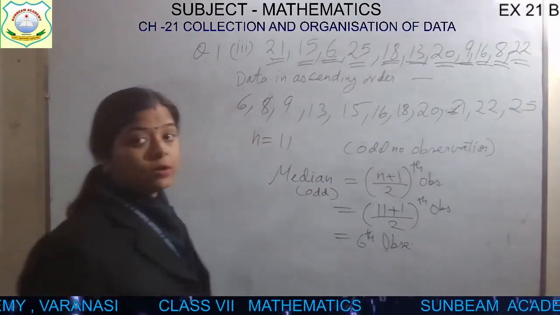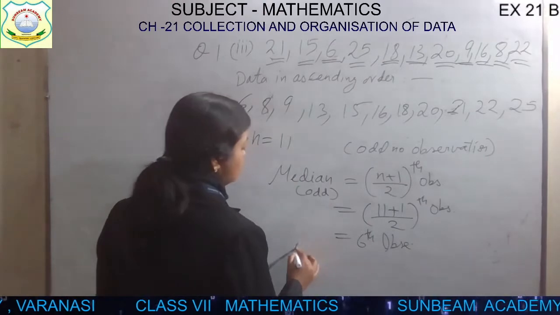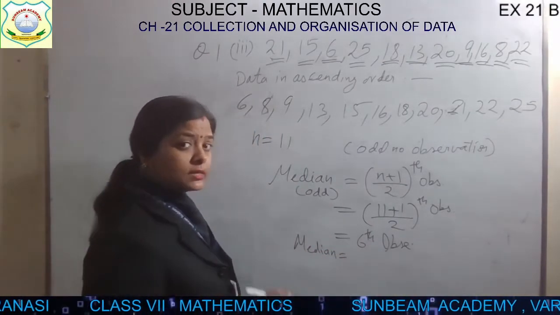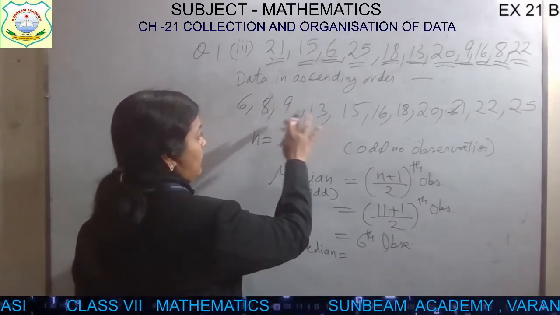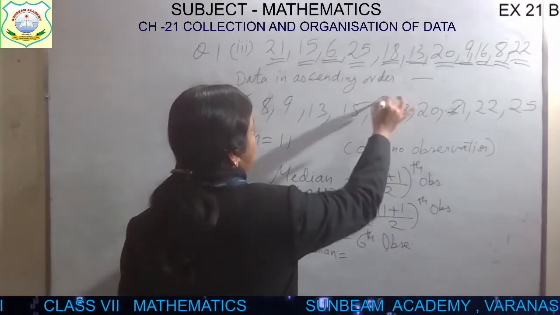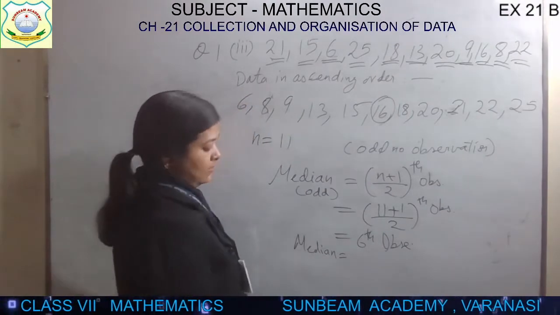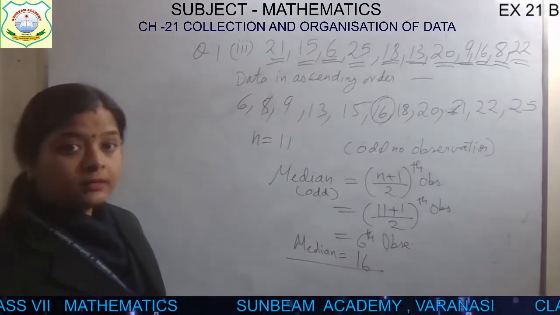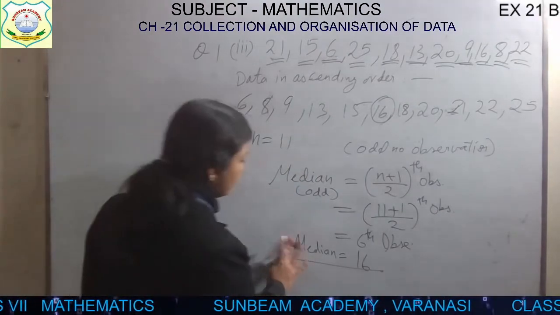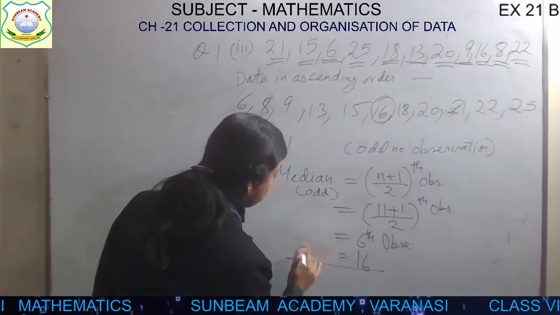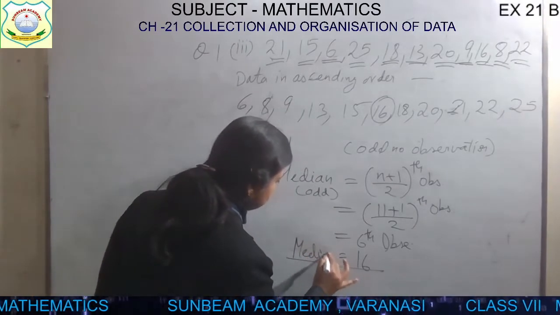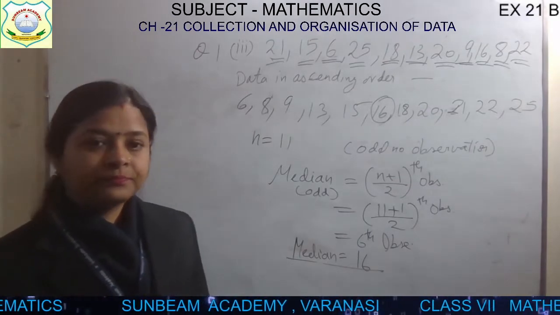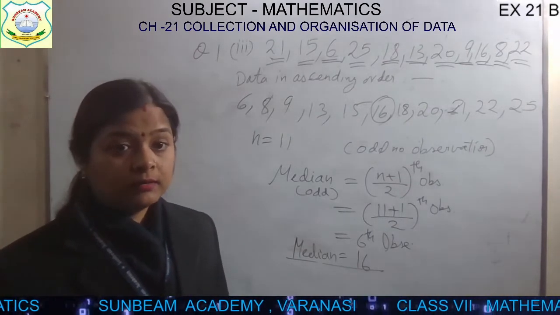So now, sixth observation means we will write median. Median is equal to the sixth observation. So what is the sixth observation? 1, 2, 3, 4, 5, 6. This one is the sixth observation. 16. So we will write 16. Median is 16. This is the solution. Okay? Now let's see the next question.